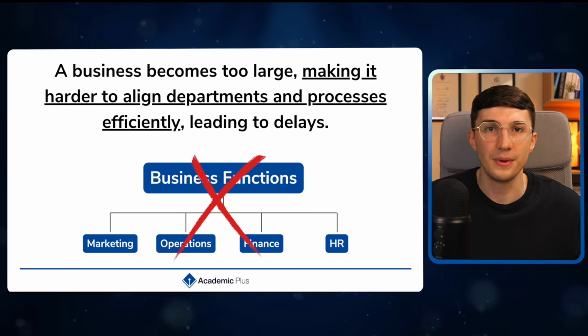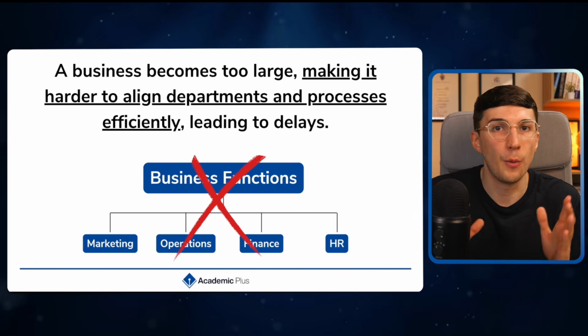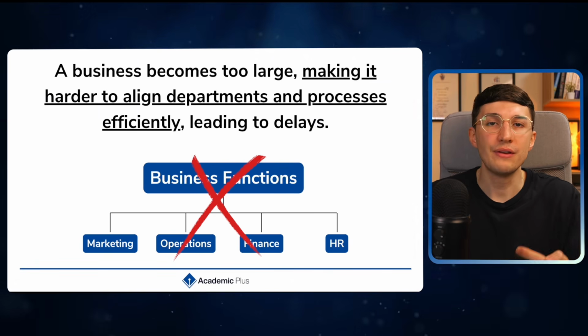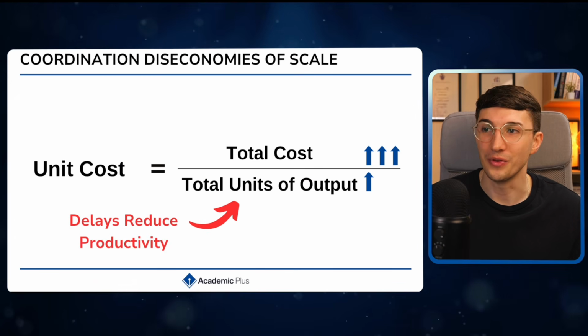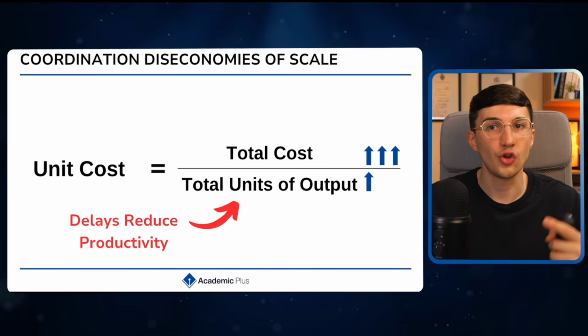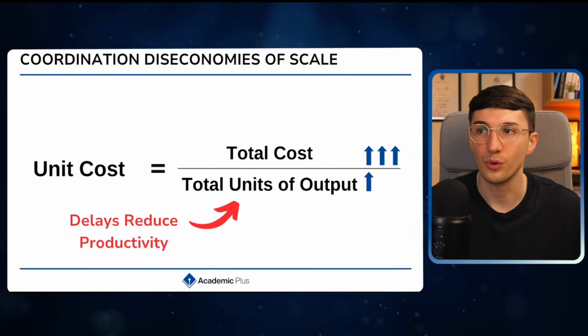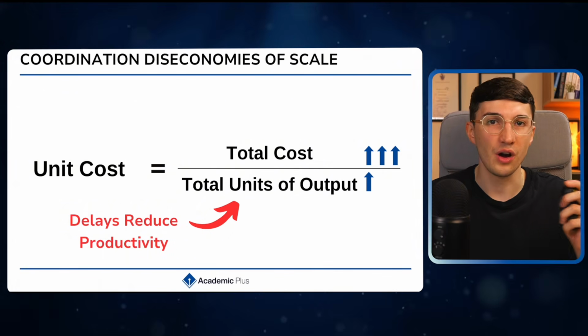It's not just around the business functions. Maybe we are set up in product teams. And you may find that actual duplication of effort starts to happen. So, once again, those delays start to reduce the productivity levels, once again, increasing unit costs.